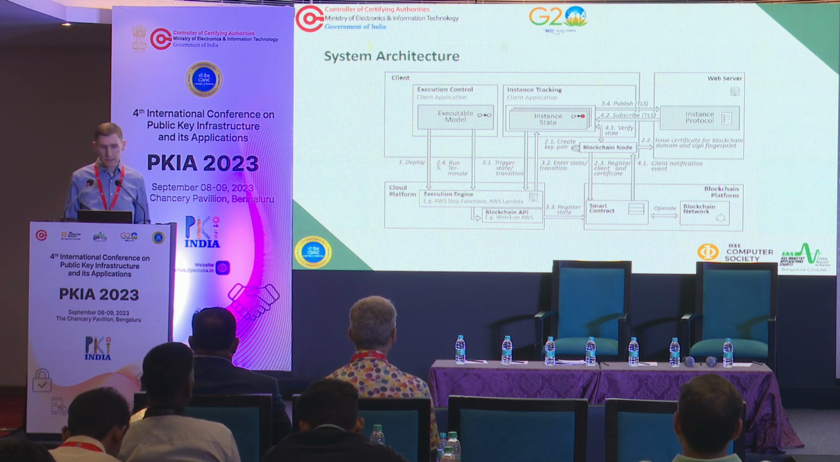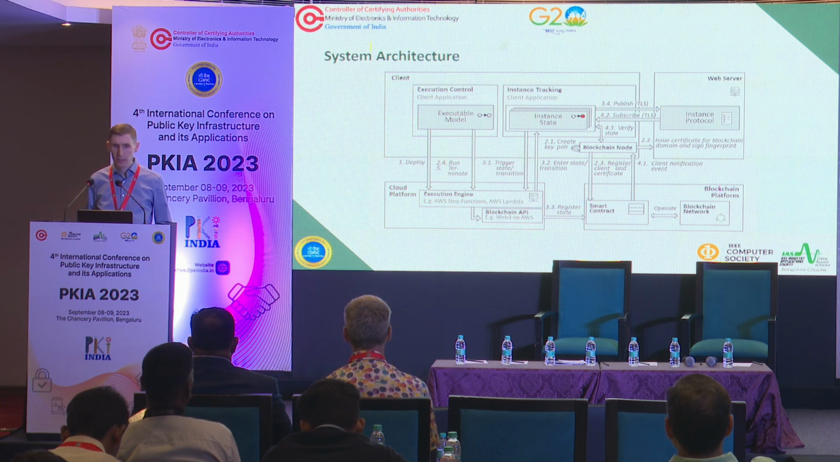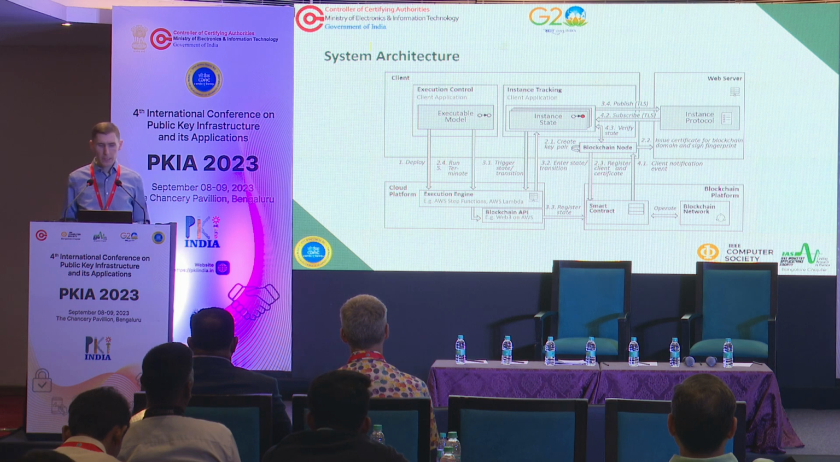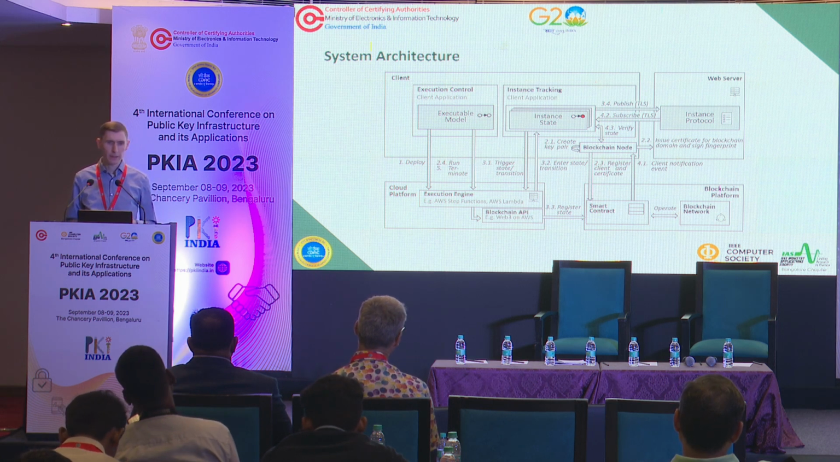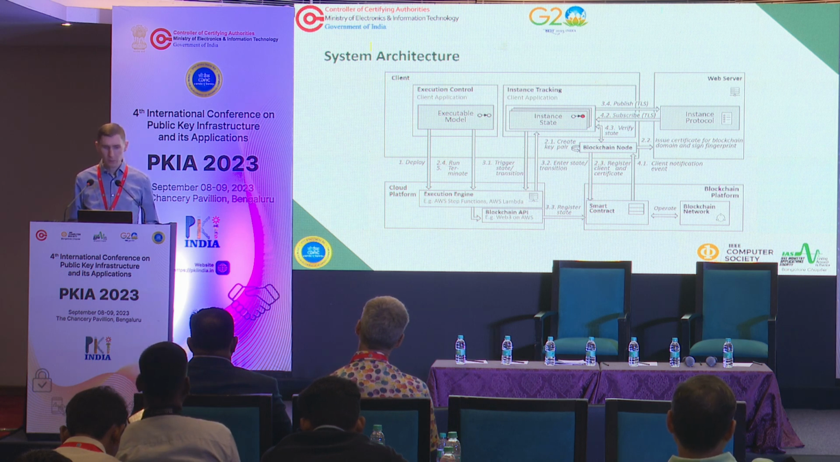We see there is a client application which wants to control the execution, and there's an executable model in it. If we go down, there's the cloud platform where this model is run, and on the right-hand side, we can see that it is registered on the blockchain. And then we can go up again to the instance tracking, where the tracking of the execution is facilitated with each execution state. I will now go into a few details of how this is working.